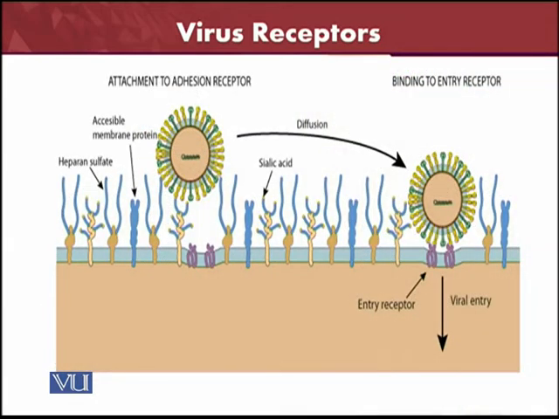This is the attachment or adhesion receptors. With these receptors, the virus will adhere to the body of the host. Accessible membrane proteins and heparan sulfate are made up of the heparan sulfate. These are the adhesion receptors. And sialic acid, or diffusion binding, the entry of the receptors, and then after the receptors, the virus is first attached to the receptors, and then with a special mechanism, with a cascade of some special events, it will go inside the body of the host.